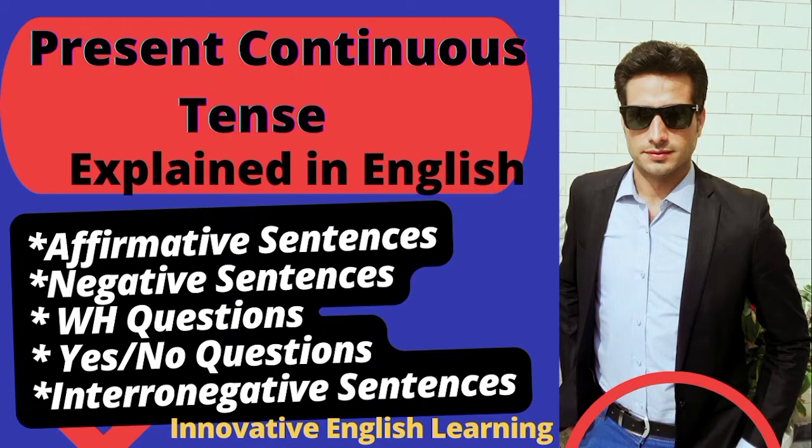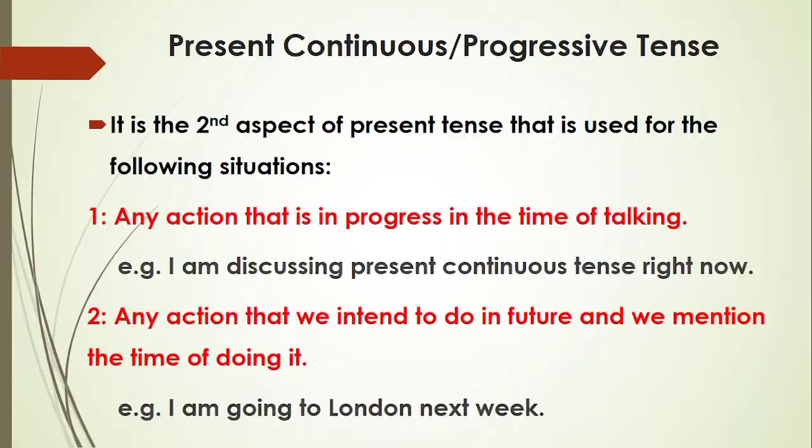Today we are going to talk about present continuous tense. In the previous video, we talked about present simple tense, where we discussed the different uses of present simple tense and the different structures, like positive structure, negative structure, yes/no questions, WH questions, and negative interrogative sentences in present simple tense. Similarly, in this video, we'll also talk about the uses of present continuous tense, and we'll also talk about the affirmative sentences, negative sentences, WH questions, yes/no questions, and negative interrogative sentences in present continuous tense. Let's see how to use present continuous tense.